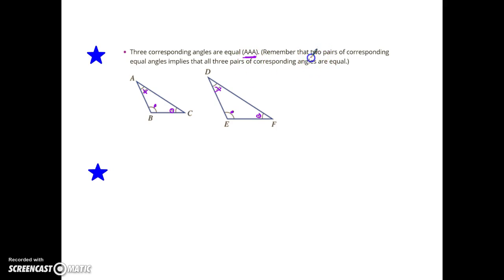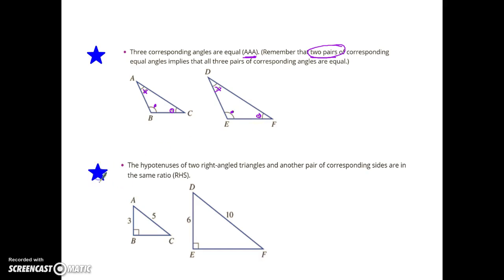Remember also that even if you only know two pairs of corresponding angles being equal, then it's impossible for that third one not to also be equal, otherwise your triangle wouldn't join up. So it's enough just to find two pairs of corresponding angles, and then by default your third one will match as well.